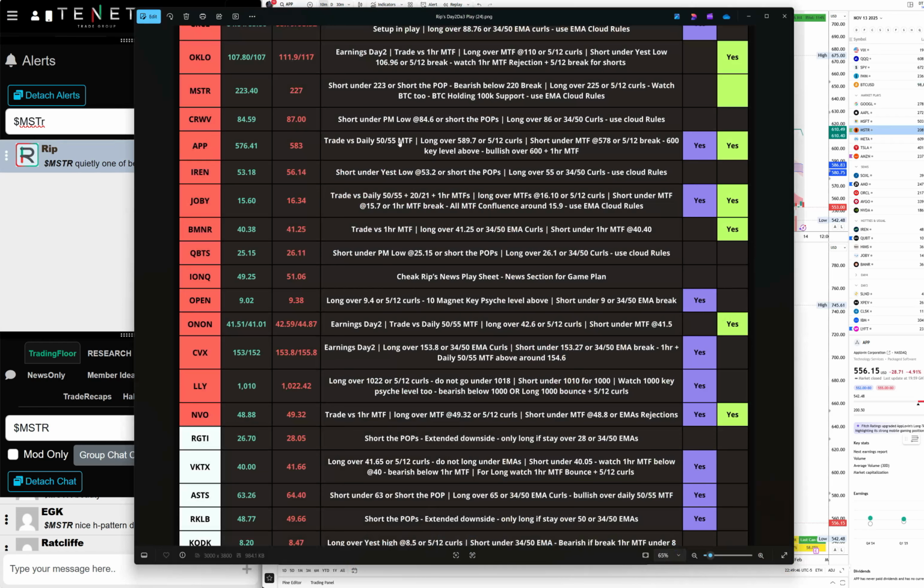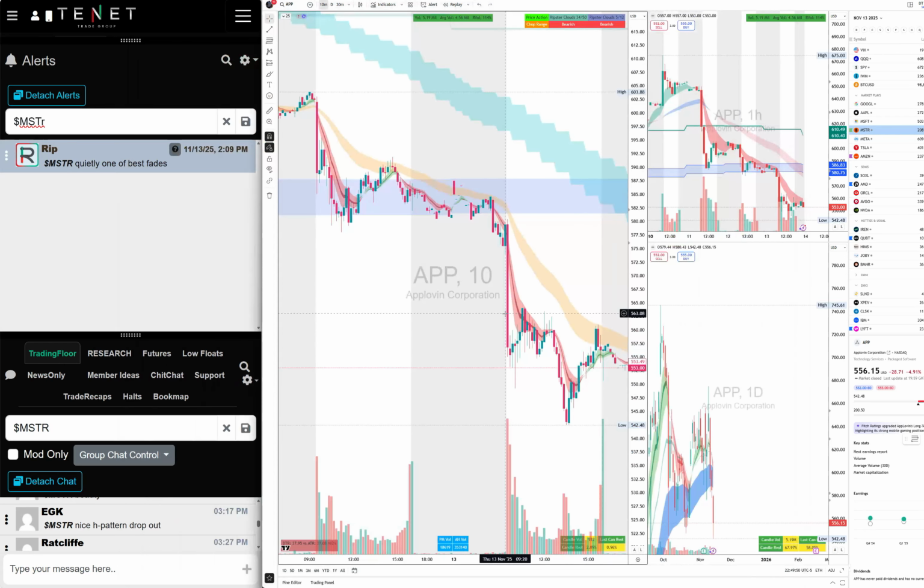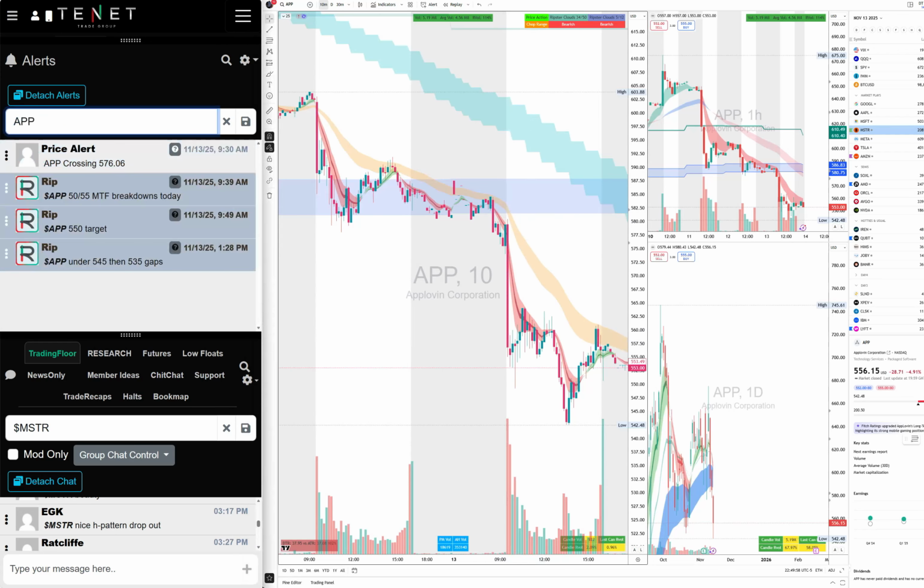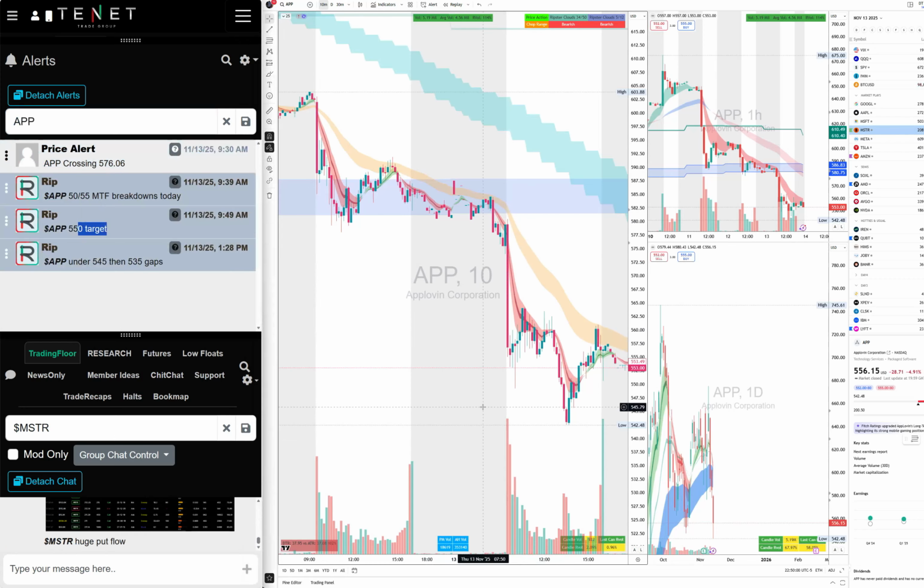Trade versus the daily 50-55 MTF, clearly told in the pre-market plan. And it has been selling off for a few days. When something breaks the 50-55 MTF, it's very important you stay bearish. So that's how all the traders were short on APP. I gave the target of 550. We hit the 550 target.